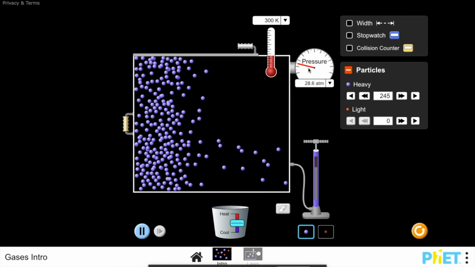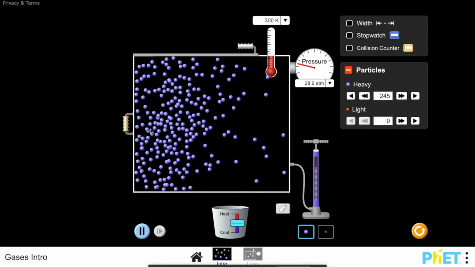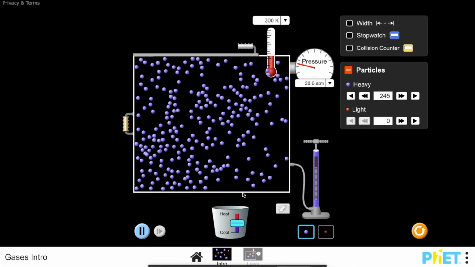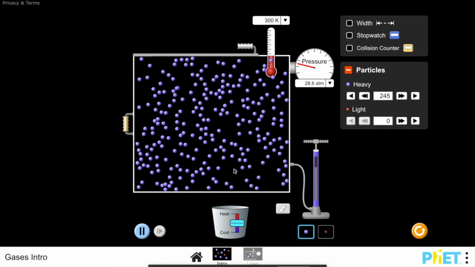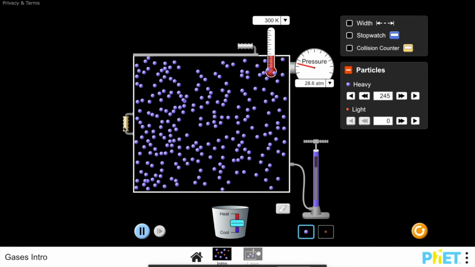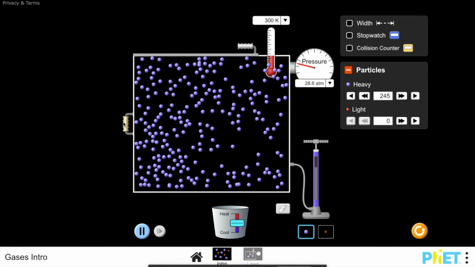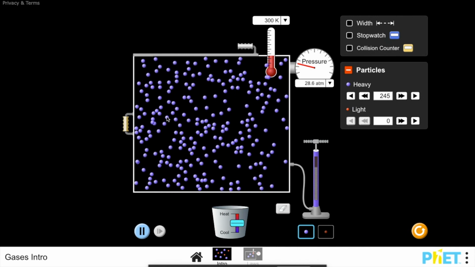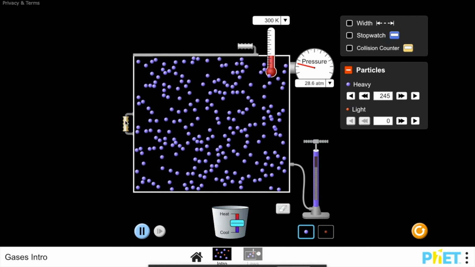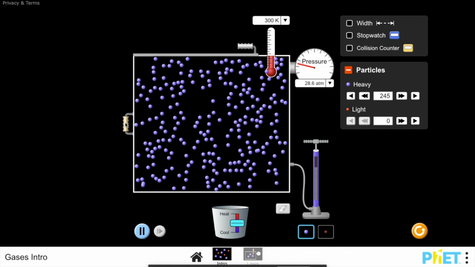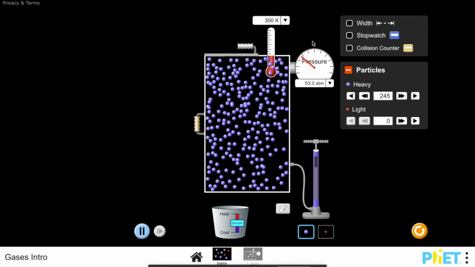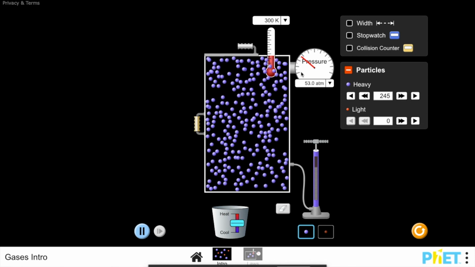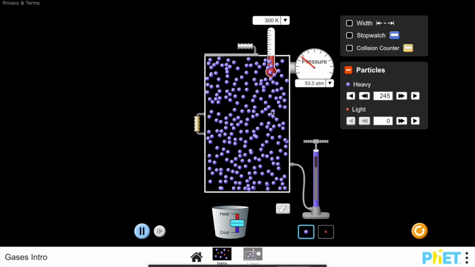Again, that makes sense because remember, according to kinetic molecular theory, it's the collisions between these molecules that are causing the pressure. So now let's adjust the volume. If everything else is kept constant, what do we assume is going to happen when we change the volume of the container by making it smaller? I'll cut it by half. Notice that the pressure increases. Now think about why that might happen.